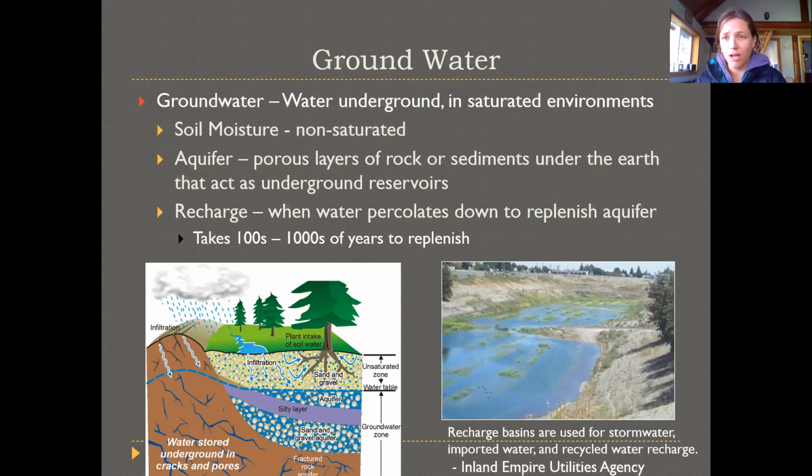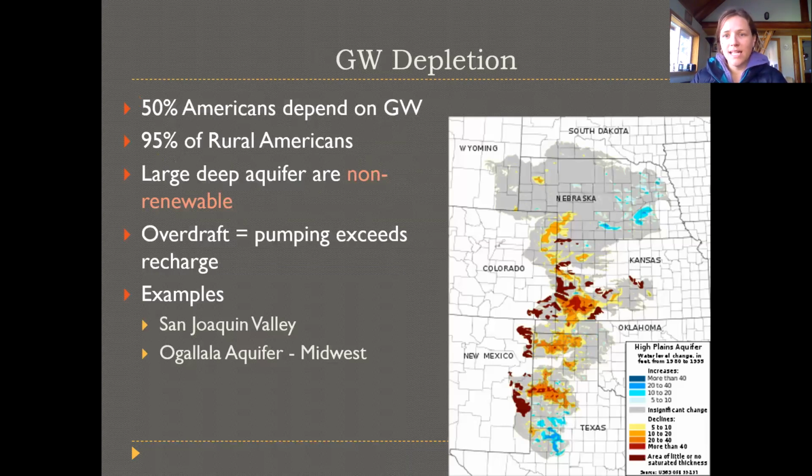So one of the things that we're going to talk about throughout this lecture is the problem with unsustainable groundwater use. That brings us to this idea of depletion of groundwater. A lot of us depend on water that we pump out of the ground. About 50% of Americans depend on groundwater as their water source. And this is particularly true in rural America, where we might not have big surface water infrastructure. And even in places like Quincy, even if you're on the city water, you're actually getting groundwater. It's being pumped from wells.